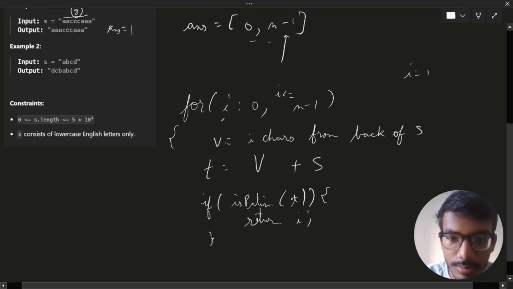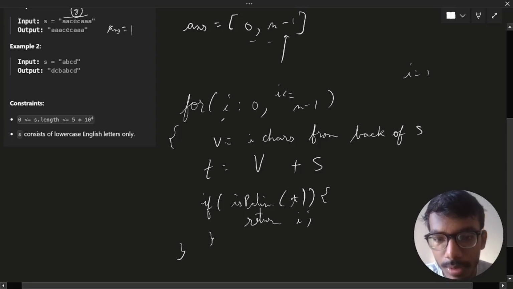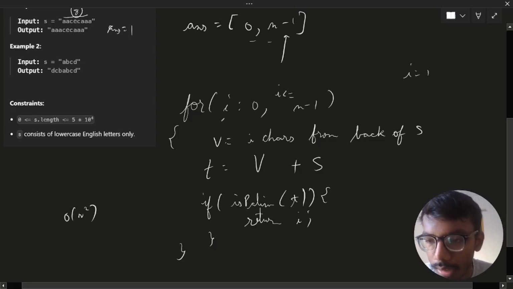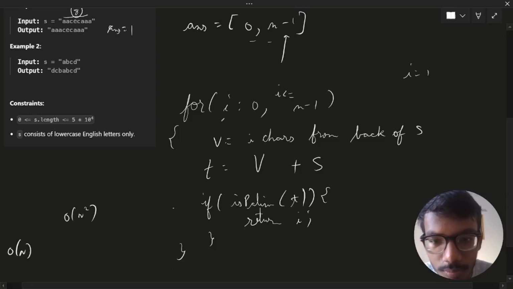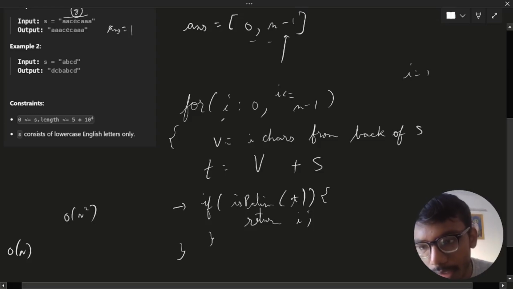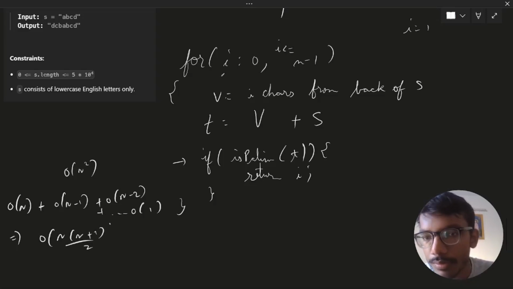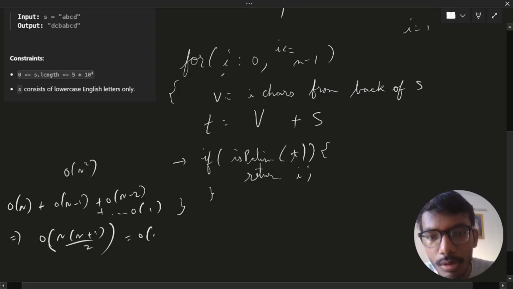So what is the time complexity? The time complexity for this solution would be order of n square. Let us prove this. For the first iteration, I am checking for the n length palindrome, iterating up to n times. For the second, I am iterating up to n minus 1. For the third, up to n minus 2, and so on up to 1. So we can write this as n into n plus 1 by 2, which is equal to order of n square.